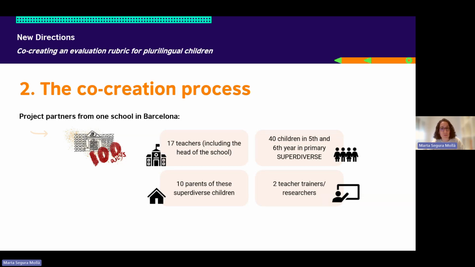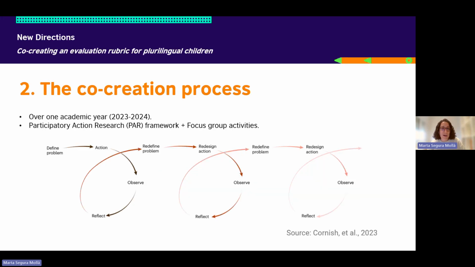And finally, the last group was us two as teacher trainers and researchers. As for the whole process, this took place over one academic year, and we followed what is called participatory action research together with focus group activities. Now, what do we mean with participatory action research? This is a bit abstract, so it will be clearer in the next slide. But basically, it's a framework that works around different loops, like you can see here on the figure.